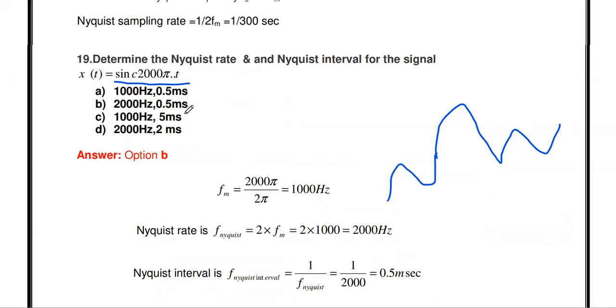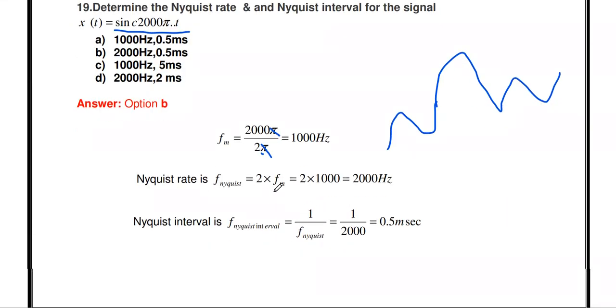So omega m is equal to 2000 pi. From this, FM is equal to 2000 pi divided by 2 pi. The pi cancels and the 2 cancels, so we get 1000 hertz. Okay, so the Nyquist rate is nothing but 2 into FM. So it is 2 into 1000, which is 2000 hertz.